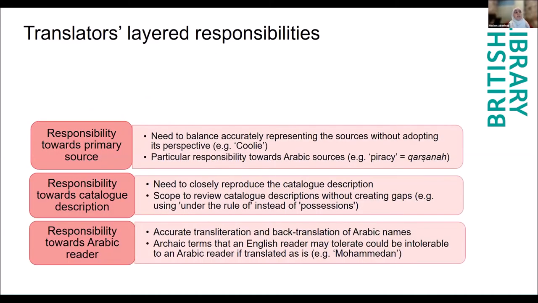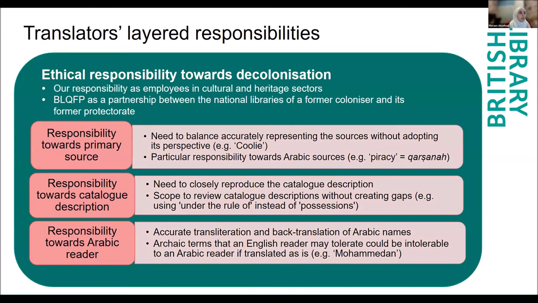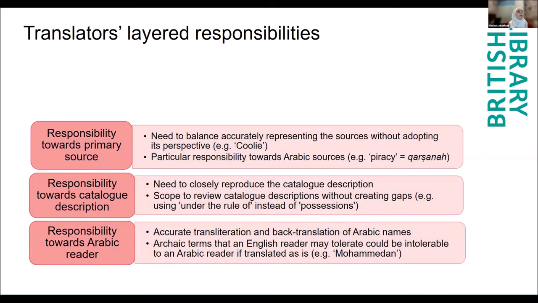We have overlapping responsibilities towards these three layers. In the first layer, our responsibility towards the primary sources is shared with cataloguers. This is to accurately represent the content while appropriately distancing ourselves from it. But as translators, we have a particular responsibility towards the primary sources when they are in Arabic. We use modern Arabic to translate the catalogue descriptions, and this can sometimes create a divide between the translated description and the language of the original source. A prime example of this is the term piracy and its modern Arabic equivalent, qarsana, as Kirsty has highlighted.